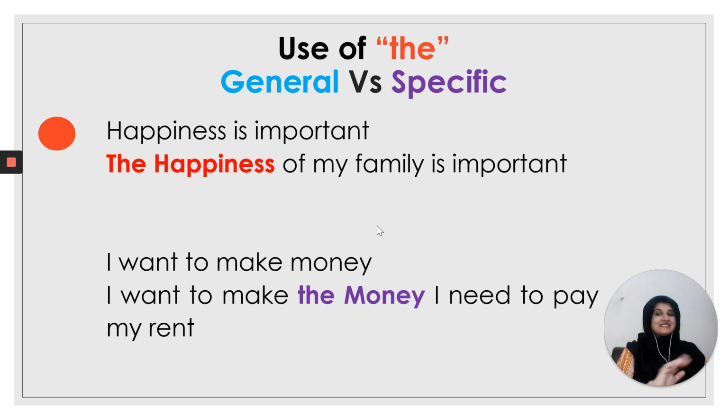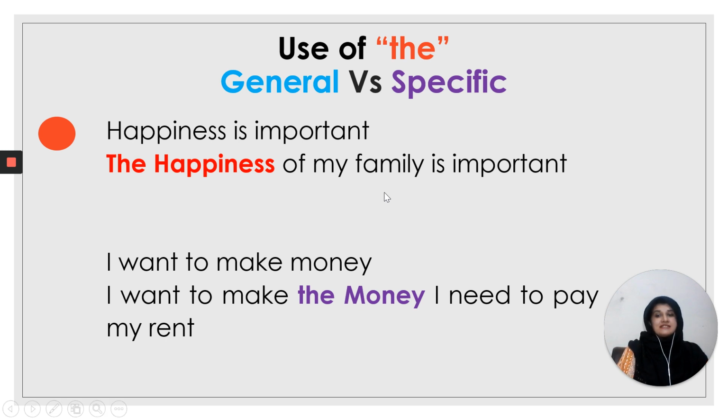It is a very general statement, so we don't need to use "the" with it at all. But if we say, "The happiness of my family is important," now we need to make use of "the". Why? Because now we are specifying the happiness. Which happiness? Of my family. That's why we are specifying happiness, because we have already given the specific information.